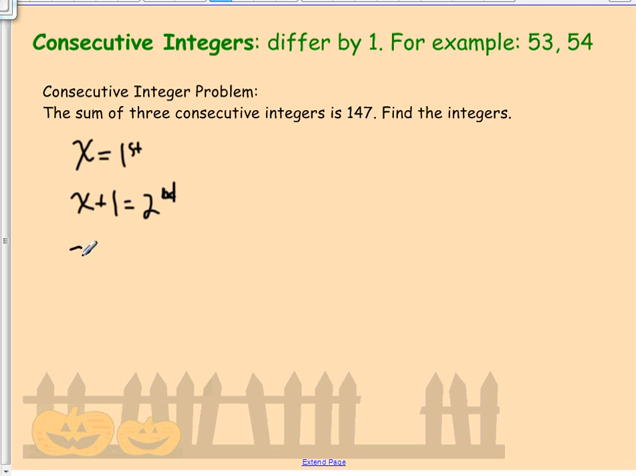And then since in our problem they're asking for 3, I'm going to figure out the next one. So the reason you're adding 2 is because if this was 13 and this was 14, well, the next consecutive integer, as you know, would be 15. So from 13 to 15, we would have to add 2.